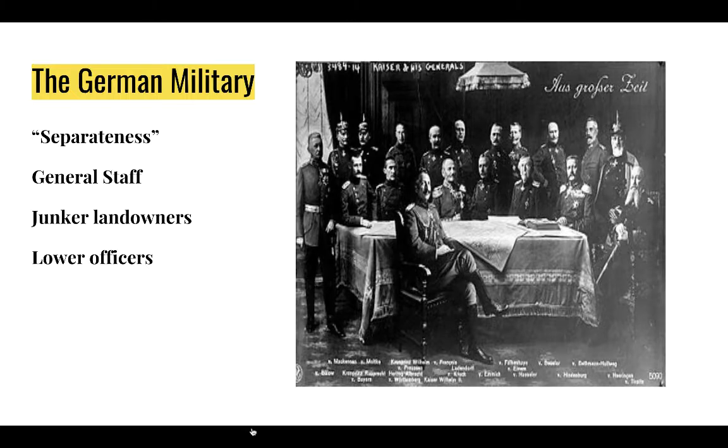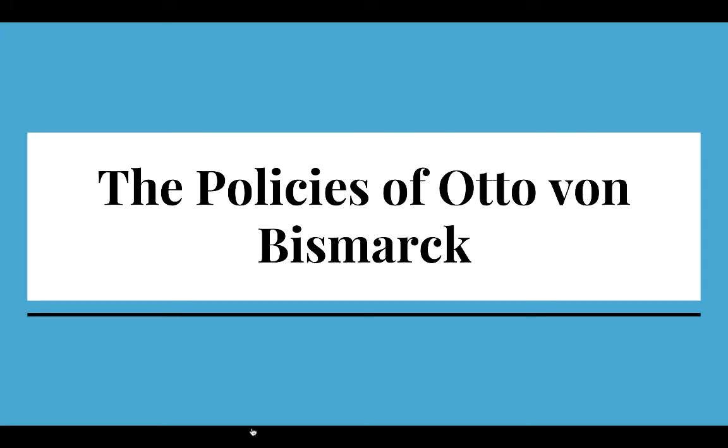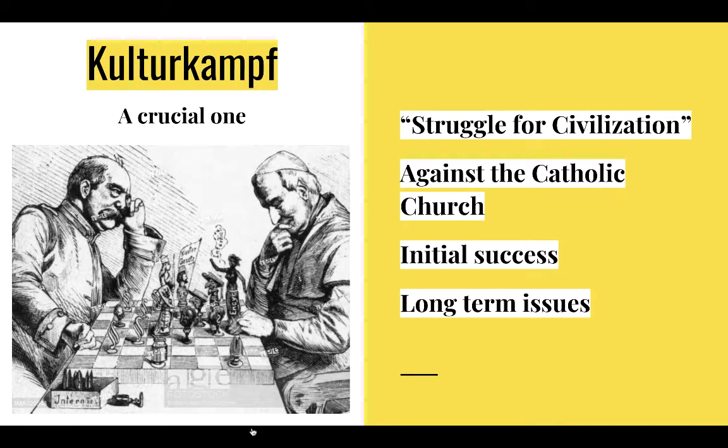Okay, so again, we got a lot of kind of interesting things going on. But the guy that really is running the show, and we've talked about him a little bit already, is Otto von Bismarck. One of the first things that Bismarck does is something called Kulturkampf, or the struggle for civilization. And this was actually trying to move against the Catholic Church. He saw the Catholic Church as a potential threat. There are still a good number of Catholics in Germany, and that could cause them long-term problems with unity.